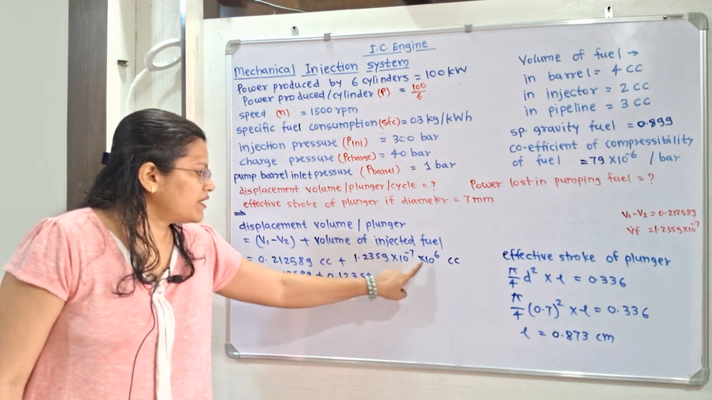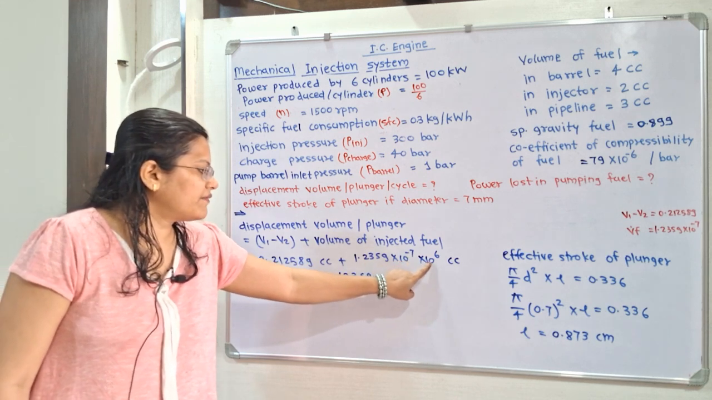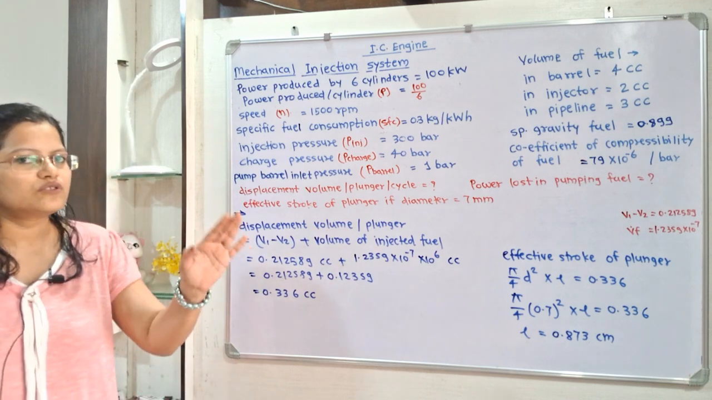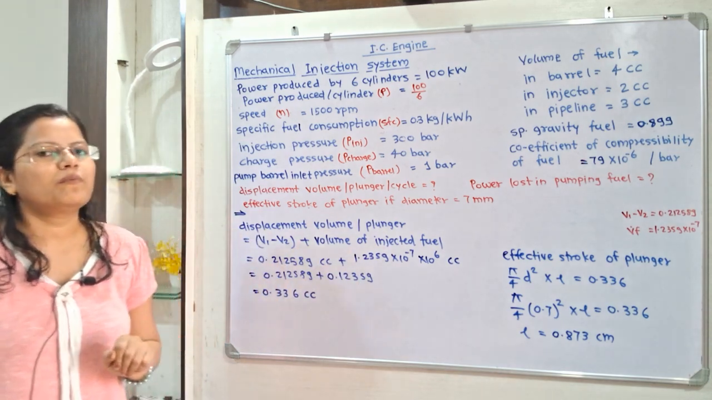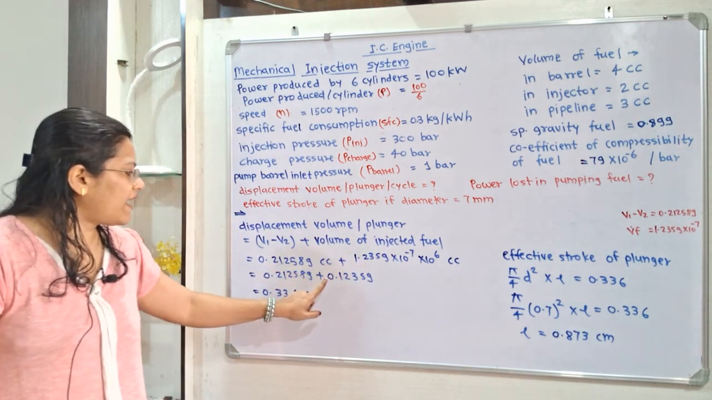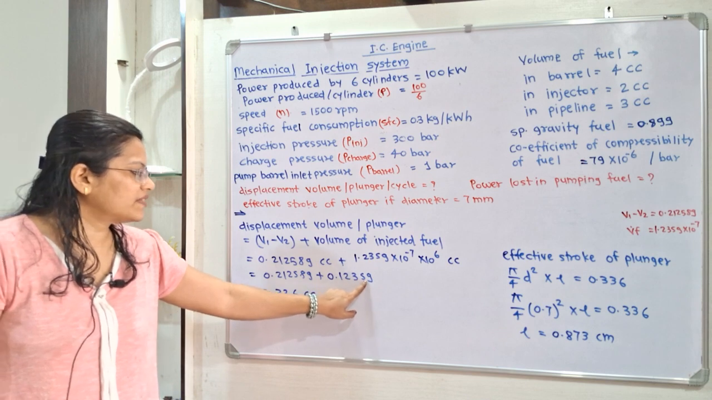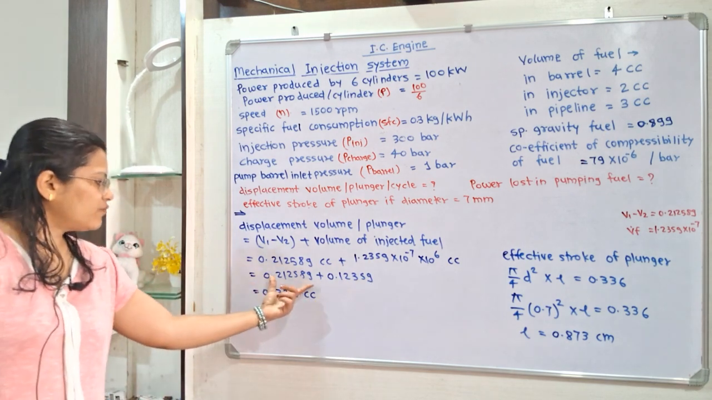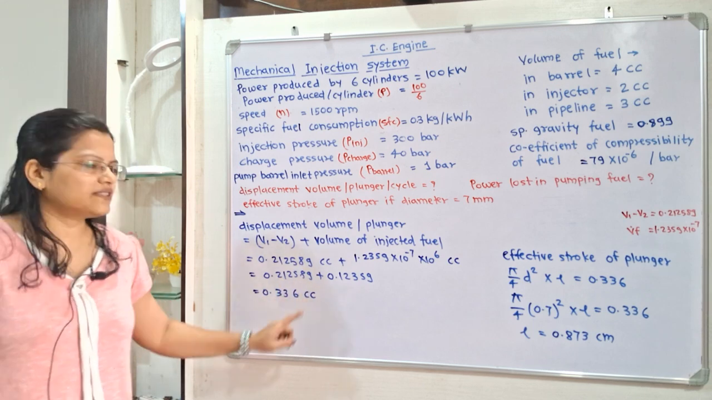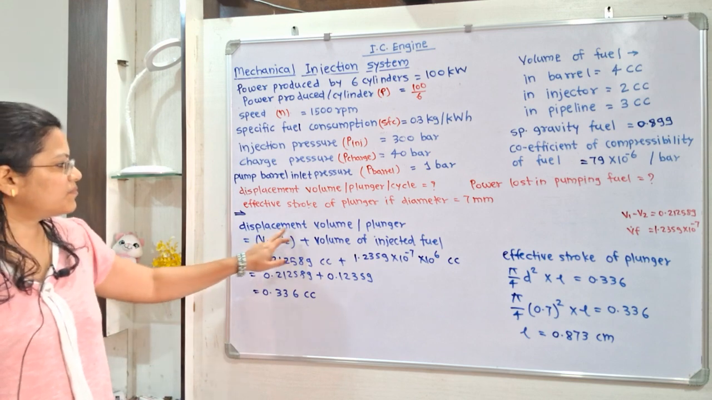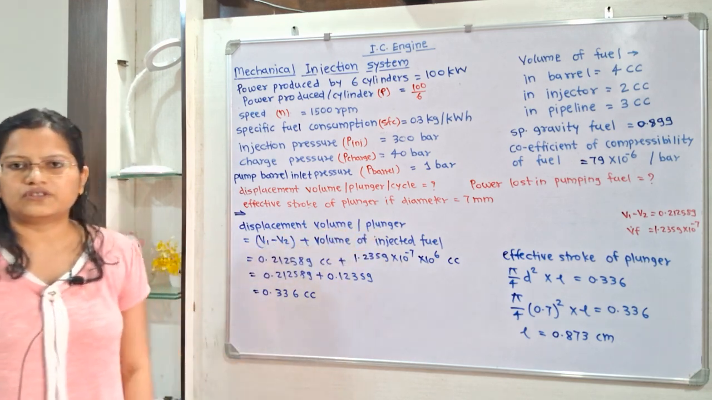Now we will simplify this. 10 raised to minus 7 into 10 raised to 6, that is minus 7 plus 6, is equal to 10 raised to minus 1. So the value is 0.12359. Now when we calculate this, we get 0.336 cc. So this is the displacement volume per plunger.